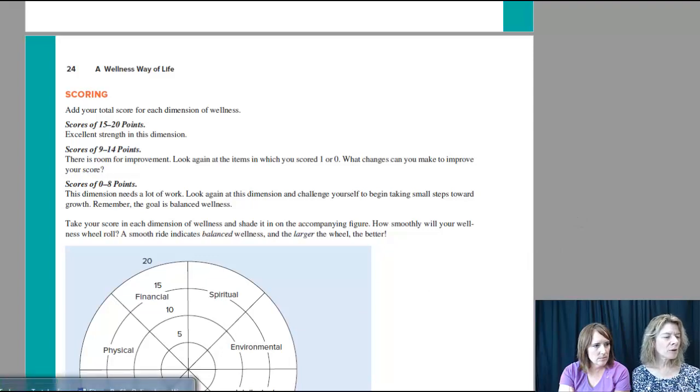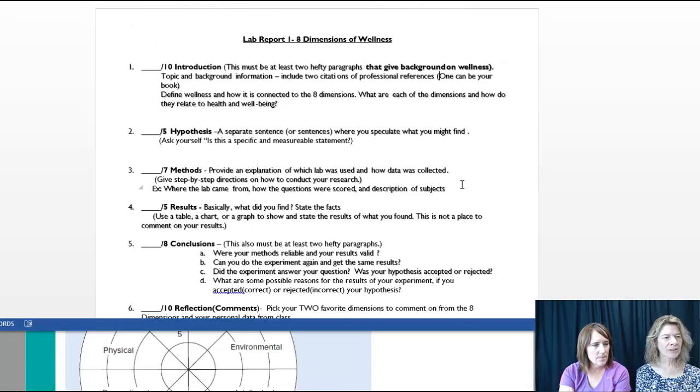So now we're going to move and look at the rubric for the lab report. All right, so lab report 1, like we mentioned, is about the 8 dimensions of wellness. The first area is your introduction. This is where you're going to give background on wellness. A brunt of this can come from your book in chapter 1, and then we need you to find one other professional reference that gives you some information on the 8 dimensions. Included in your introduction, you'll be defining wellness and how it's connected to the 8 dimensions, and identifying what each of those dimensions are and how they relate to health and well-being.